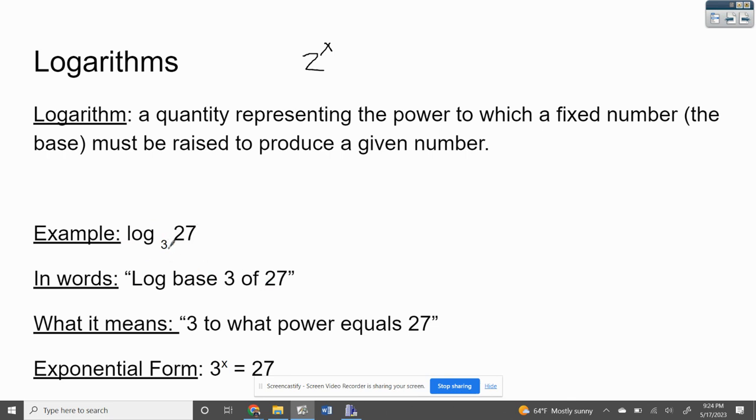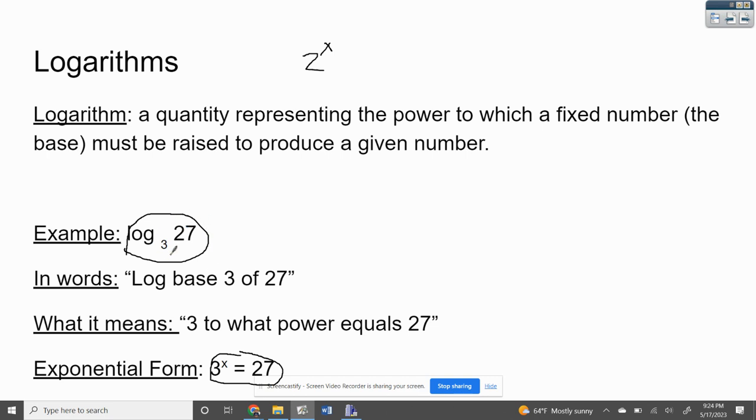And what this means is, 3 to what power would equal 27? So this is kind of asking a question. All right, 3 to what power is 27? Just like I wrote it here, 3 to what power equals 27. So based on that, we can rewrite a logarithm as an exponential equation, just like this. 3 to what power equals 27 means the same thing.